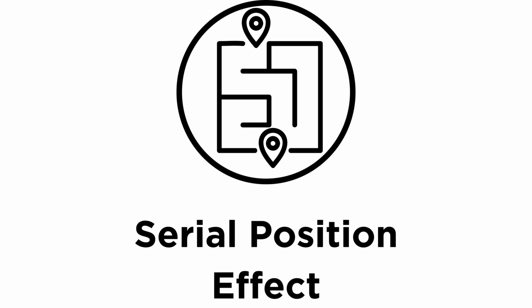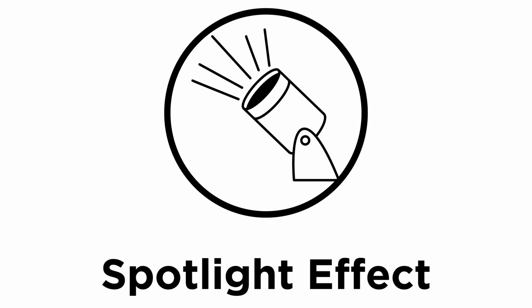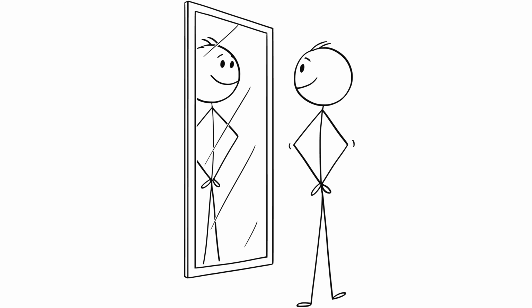The serial position effect is when you remember the first and last items in a sequence and totally forget the middle. Spotlight effect is when you overestimate the extent to which others notice and evaluate our appearance, performance, and blunders. The truth is, people are much more focused on themselves than what you are doing.